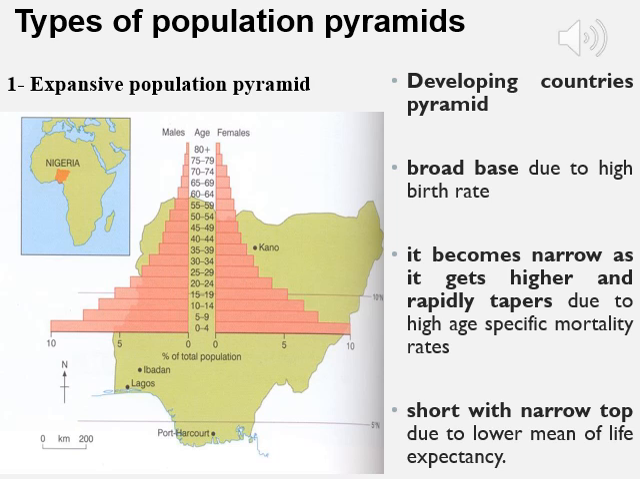Also, we noticed that it becomes narrow as it gets higher and rapidly tapers, and this means there is a high age-specific mortality rate. So there is a high birth rate and there is a high death rate. The pyramid is short with a narrow top. This means that there is a lower mean life expectancy.